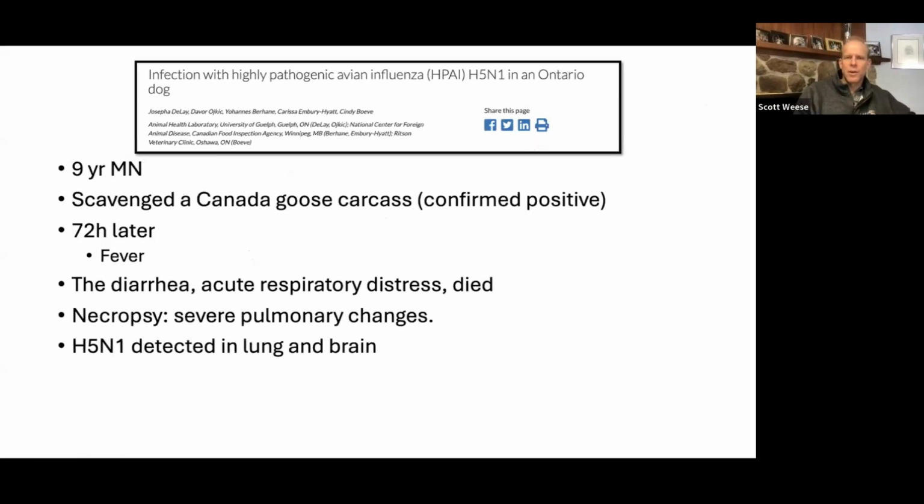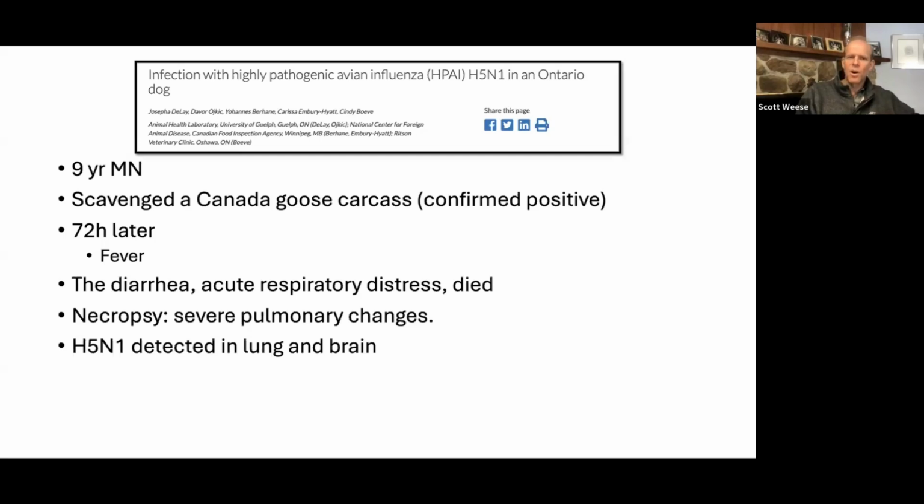This is the dog I mentioned before. This is a case from Ontario a little while ago, and this dog had been known to have contact with a goose. It was gnawing on a dead goose, and that goose was tested and identified as positive. Three days later, the dog had a fever, then it got diarrhea and respiratory distress, and it died.